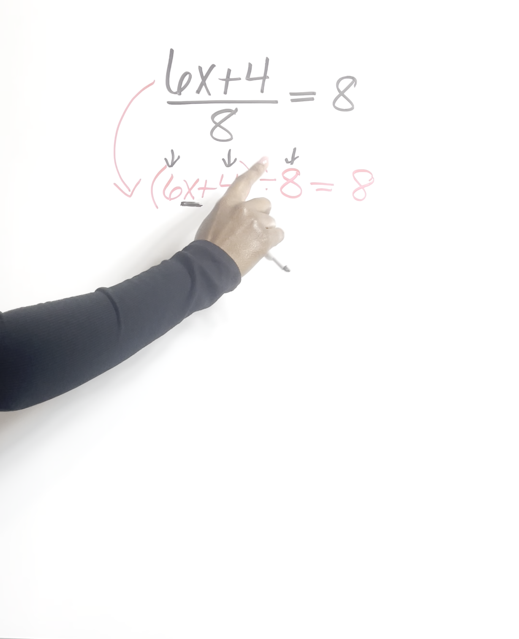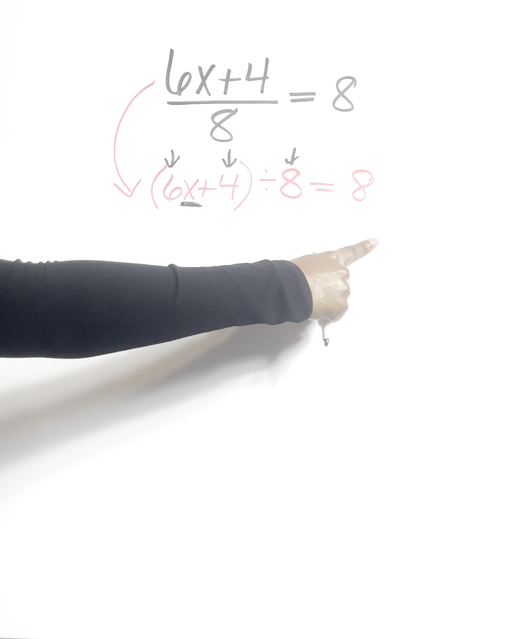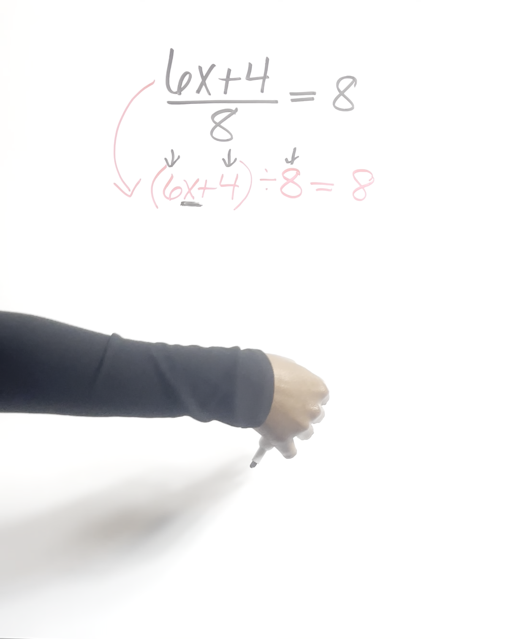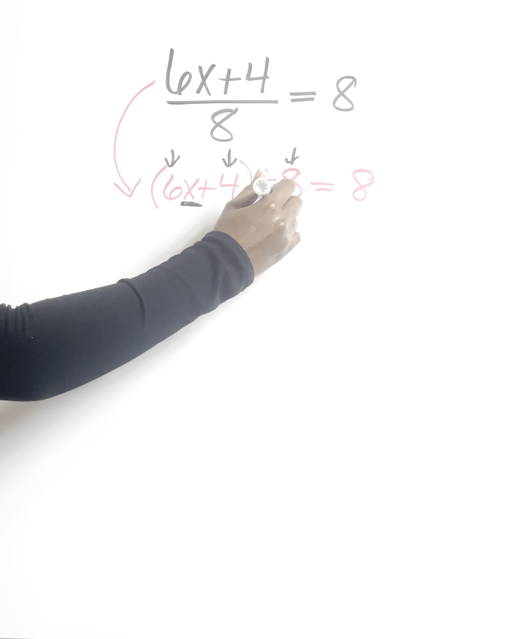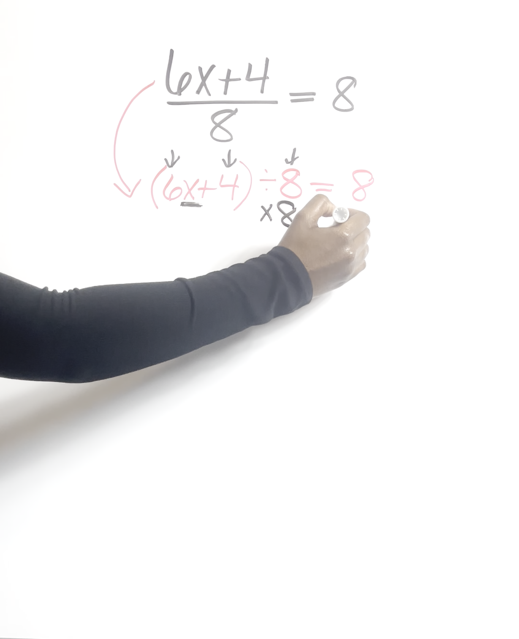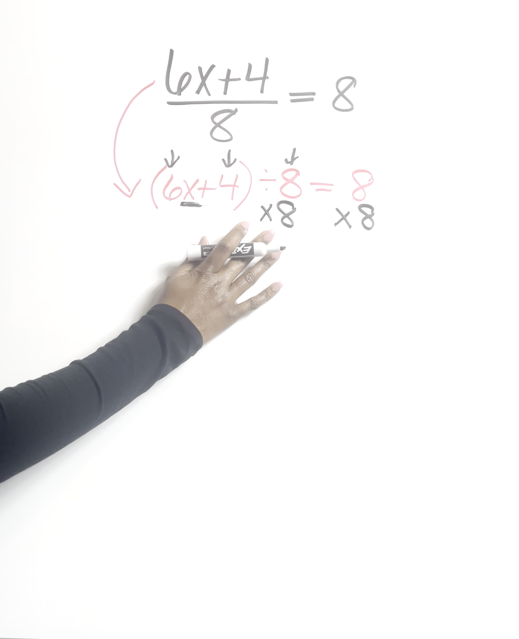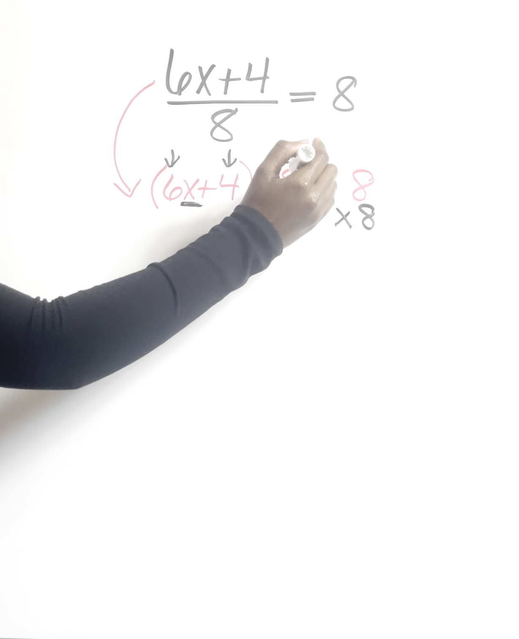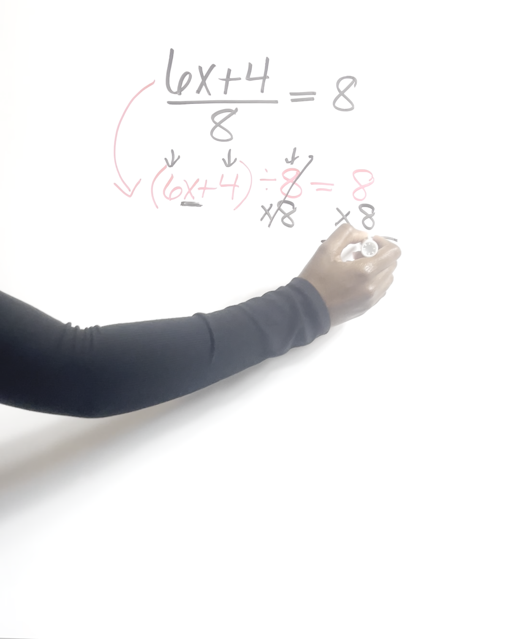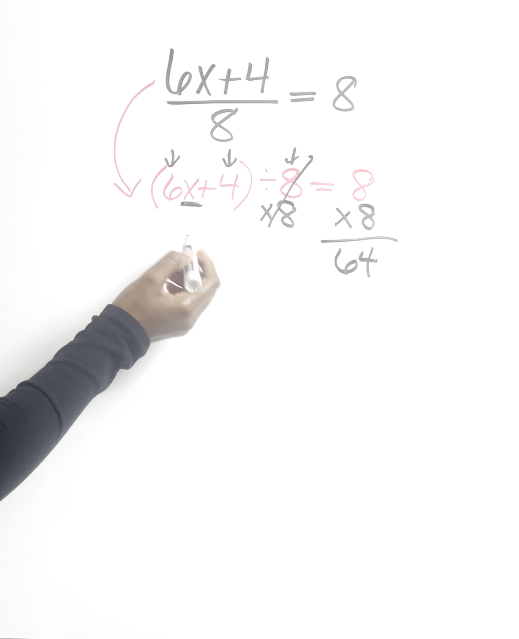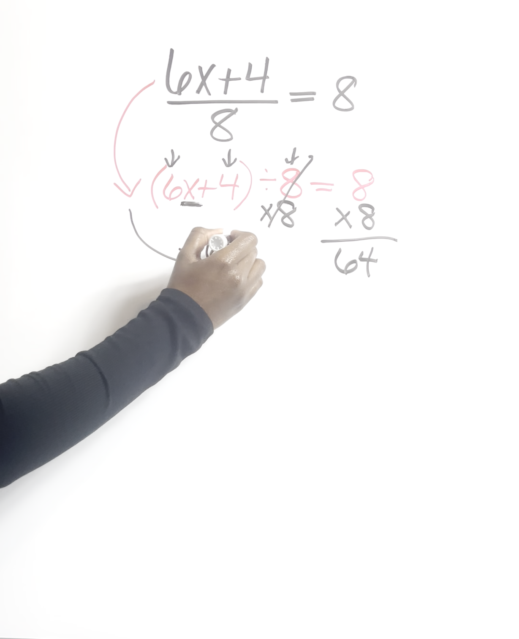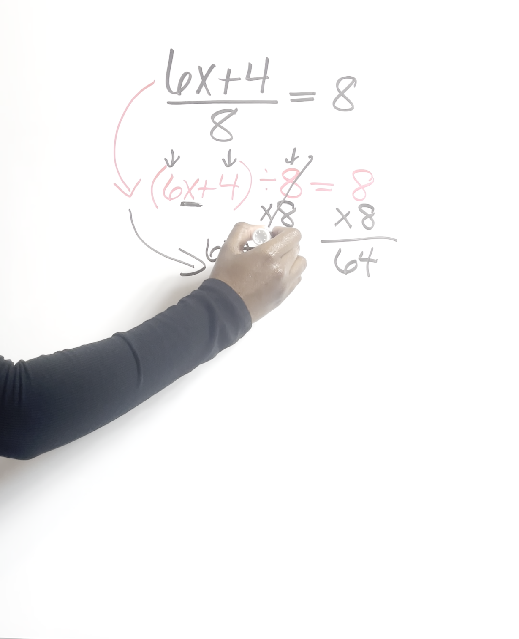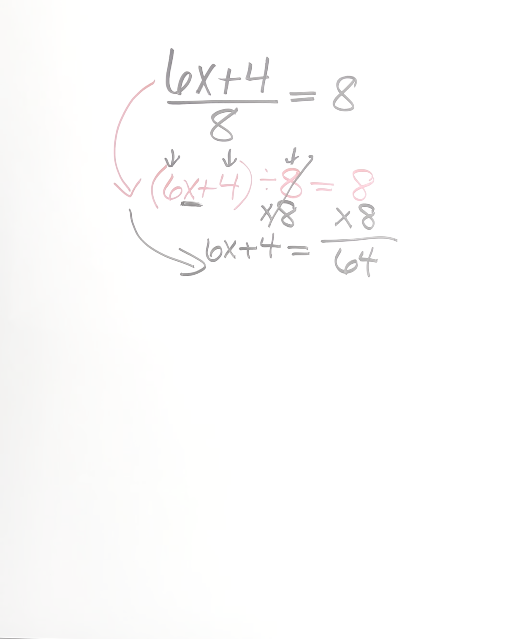In order for me to move 8 from this side to this side, I'm going to have to do the opposite of whatever operation I see. So if I have division, in order for me to move it, I'm going to have to multiply. And whatever you do to one side, you have to do to the opposite side. So these are going to cancel out. 8 times 8 gives me 64, and then I'm going to bring down my expression. Now I can get rid of the parentheses because there's nothing else interfering with those particular values.